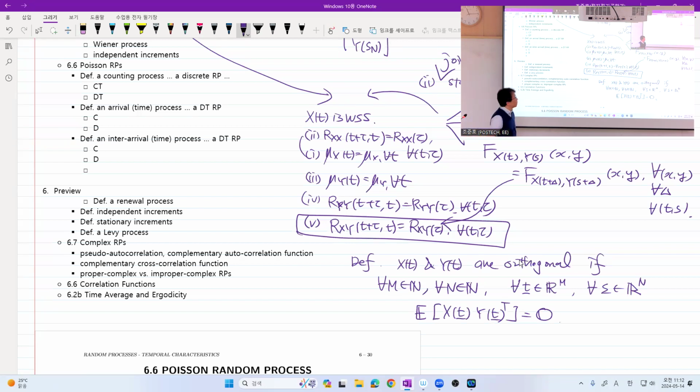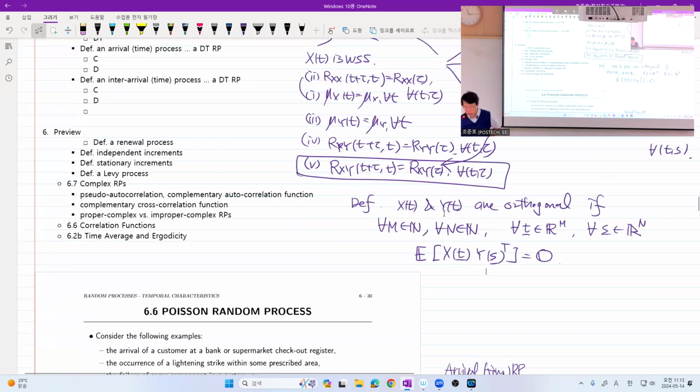Got it? So for every m integer, for every n integer, and for every m tuple t, and for every n tuple s, if you take a random vector x of m tuple t and random vector y of s, then their correlation matrix is a 0 matrix.